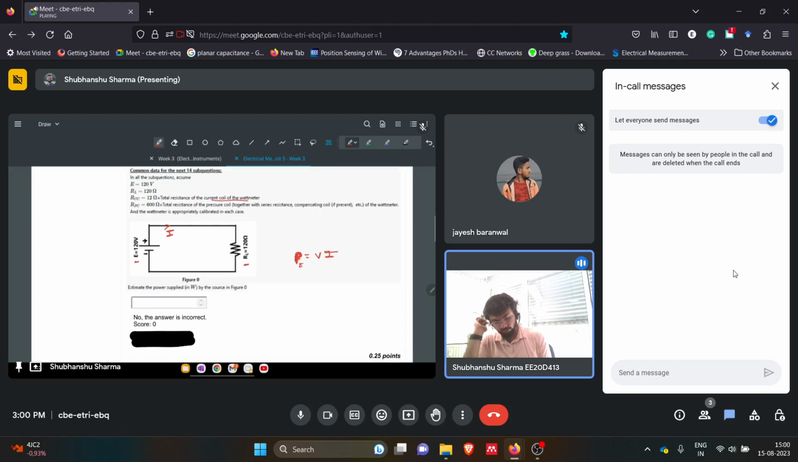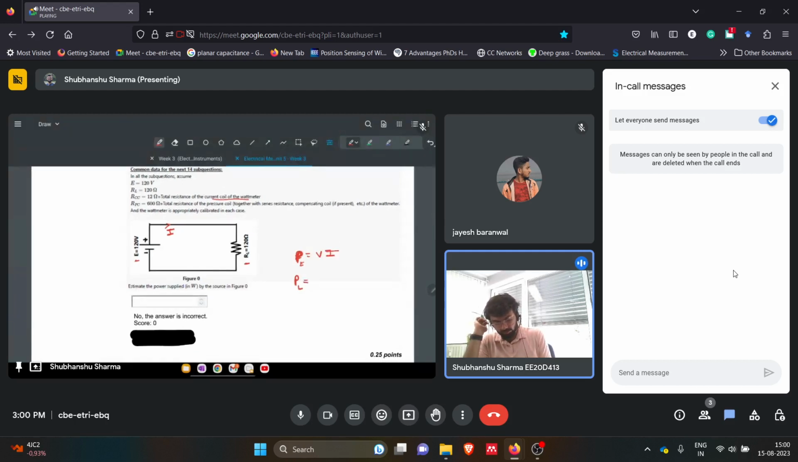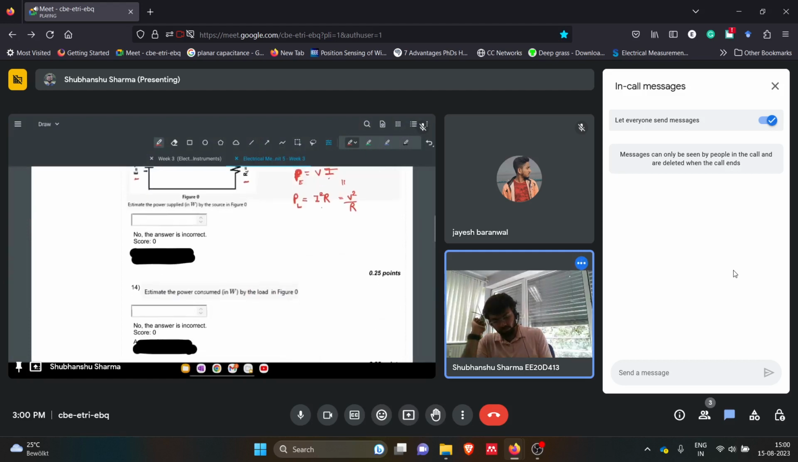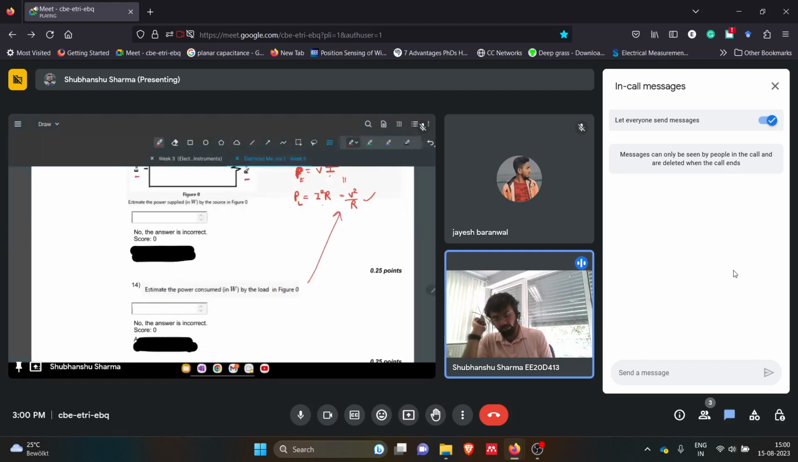That is easy. And what is the power dissipated? Power dissipated in the load will be I square R, or we can say V square by R also. Both will give the same results. I is the same here, so in this case both will be the same. Okay, so this is easy. Now the next question, estimate the power consumed by the load. That we have just said right now.